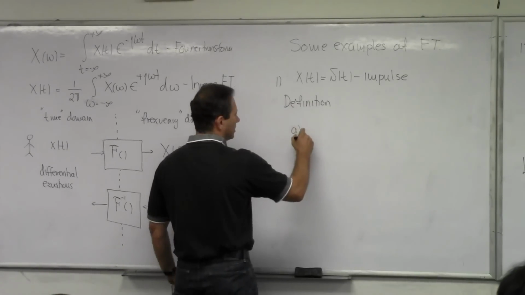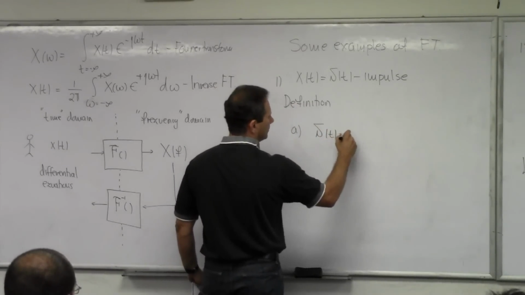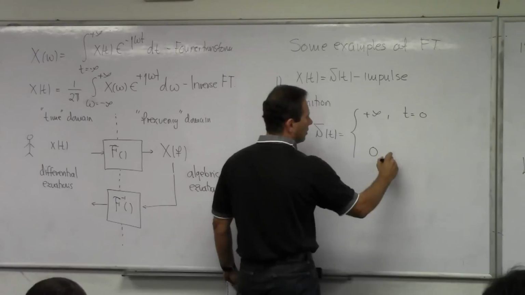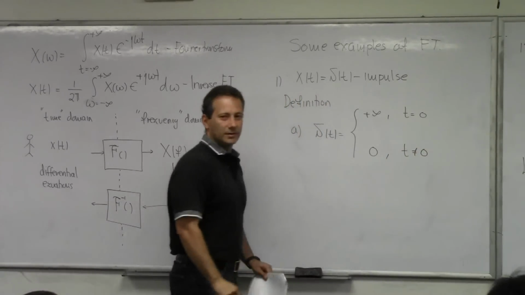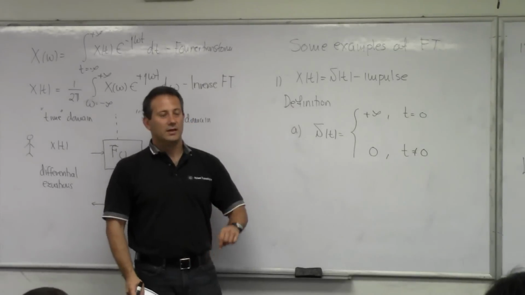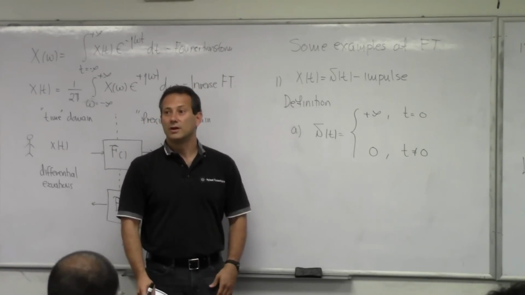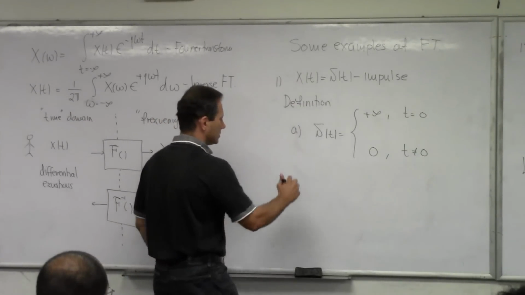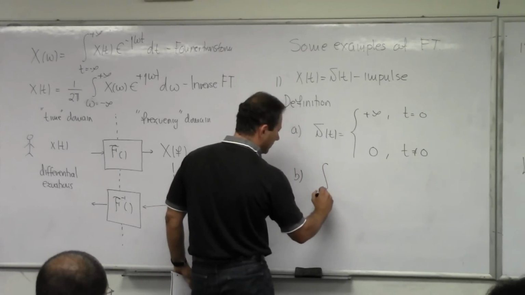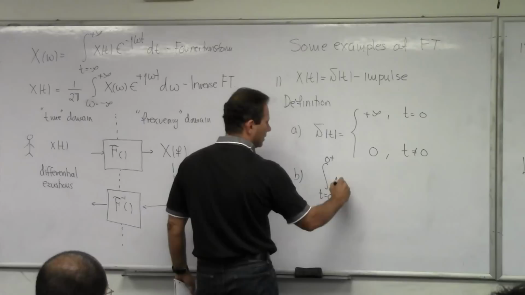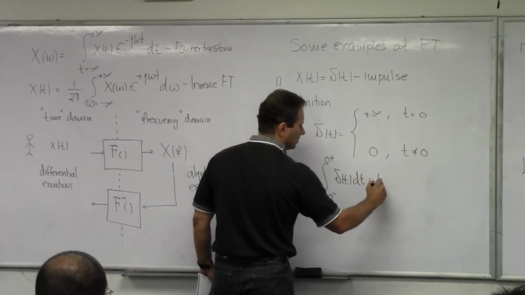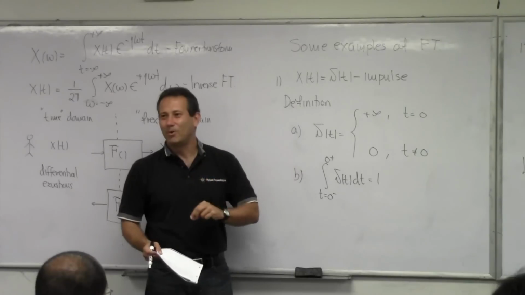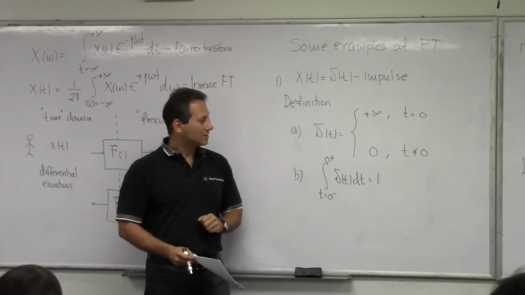This delta of t, there are two parts to this definition, both of them equally important. Delta of t is equal to plus infinity when t is equal to 0, and 0 everywhere outside of this single point. So this function doesn't exist anywhere except at this one point, t equals 0, and at that point its value is infinite. So that's the first part of this definition. The second part is that the integral from t equal to 0 minus to 0 plus of delta of t dt is equal to 1. So this function is infinite at 0, but the area under the curve, which is the area under that single point, is equal to 1. So these are the two properties.